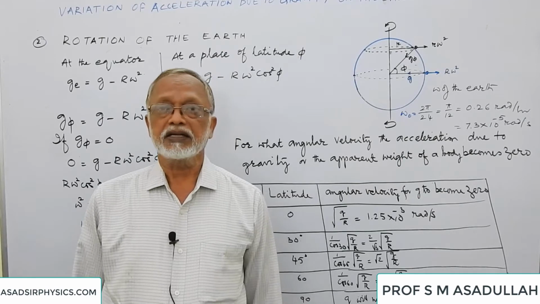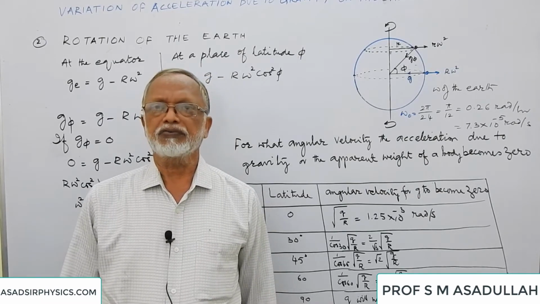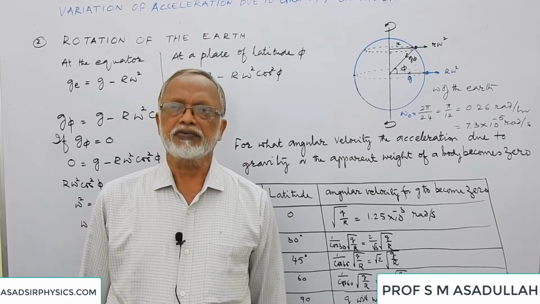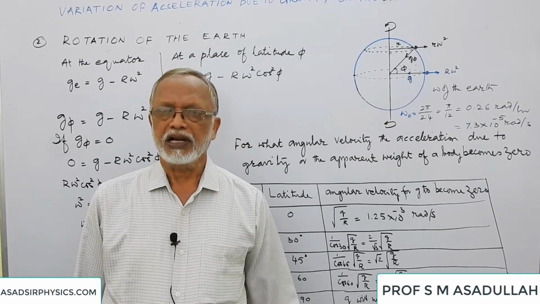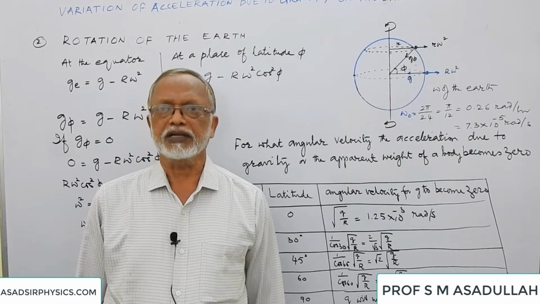But the bodies at other places still remain on the earth with their weight, of course, very less. Now if you want even those bodies to lose their weight, then we have to further increase the angular velocity of the earth. Let us see for what angular velocity bodies at any latitude lose their weight, or g at that latitude becomes 0.